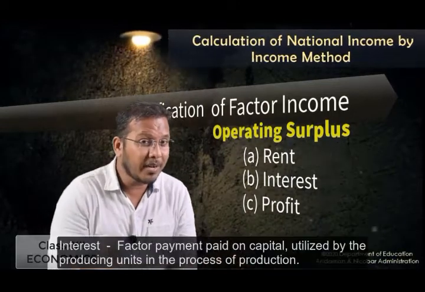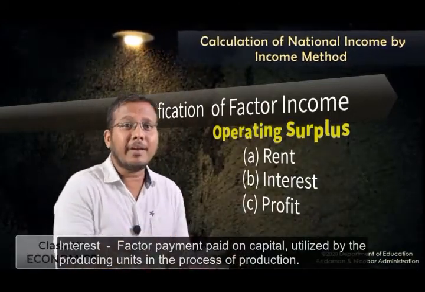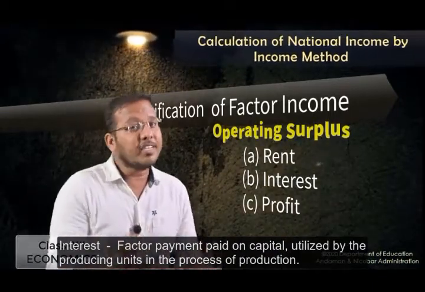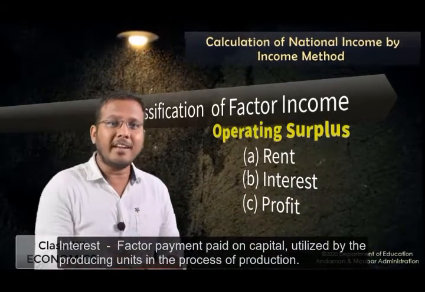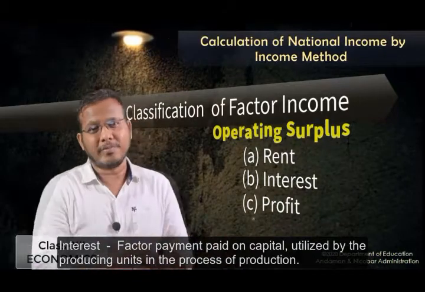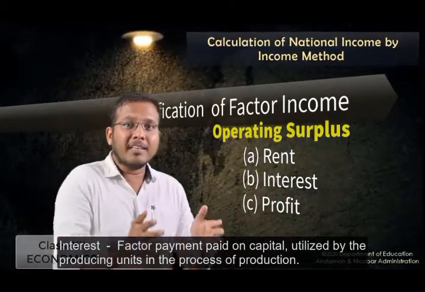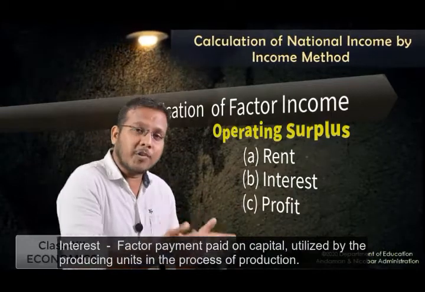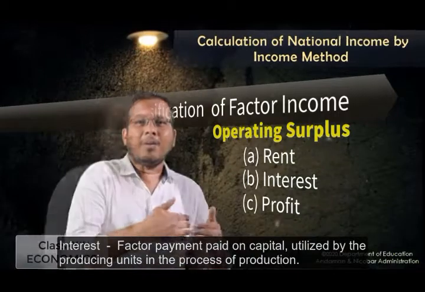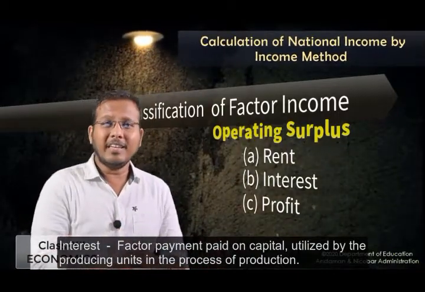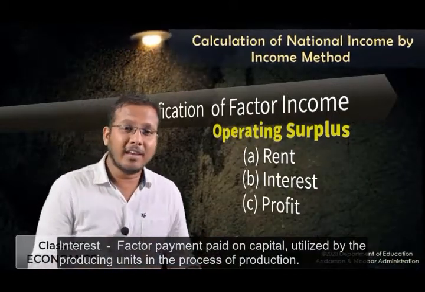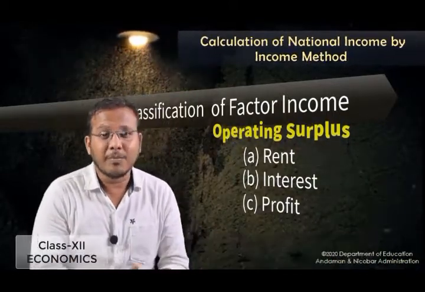And next we have the interest. The interest is paid on the capital utilized by the production unit. The capital which is invested in the production process is paid in return to those people who have invested their money in the production process. Here the money is invested by the household sector with the producer sector for the production of goods and services in the economy. So for utilizing this money in the production process, the capital is paid in return as interest.